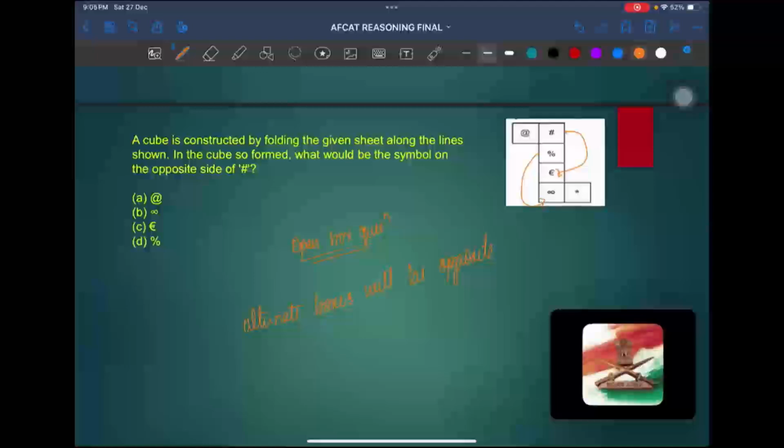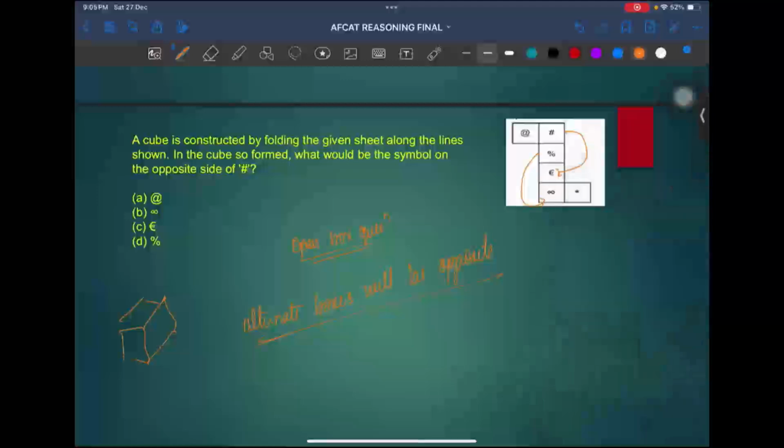It's nothing but a cube in open format. When you open a cardboard sheet, it will be in this format. For example, here every alternate box will be in the opposite position. What will be the opposite of hash? It will be the euro symbol. What will be the opposite of percentage? It will be infinity. The remaining last two positions will be opposite as well. At the rate will always be opposite to star.